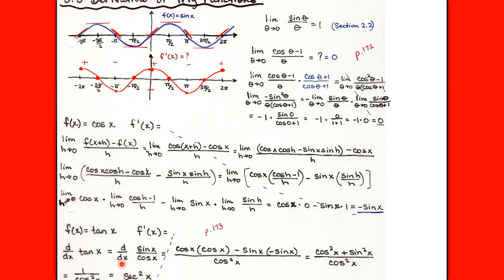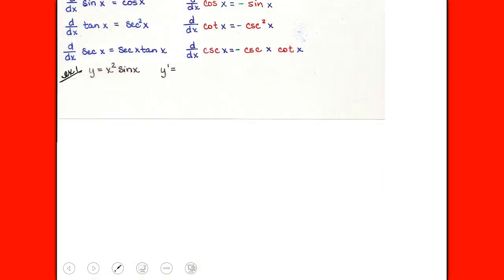Right? So we've gone through and we've proven the first 3 derivatives. The derivative of sine is cosine. The derivative of cosine is negative sine. And the derivative of tangent is secant squared.